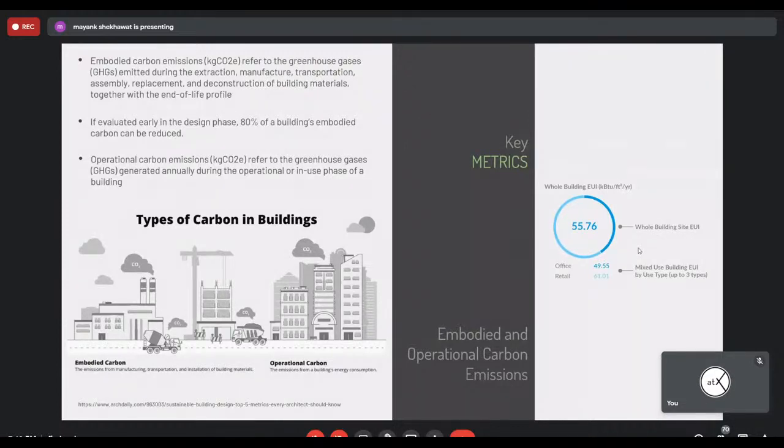So you see, the first metric we looked at was just after the building gets operational, but not here. These CO2 emissions are measured from the very point your material starts to get mined till the time it goes back to recycle. It's the most complete boundary condition, and it measures from cradle to grave. That's the reason that if evaluated early in the design process, about 80% of a building's embodied carbon can be reduced. And honestly, you might think it's complicated at times, but it's really very easy.